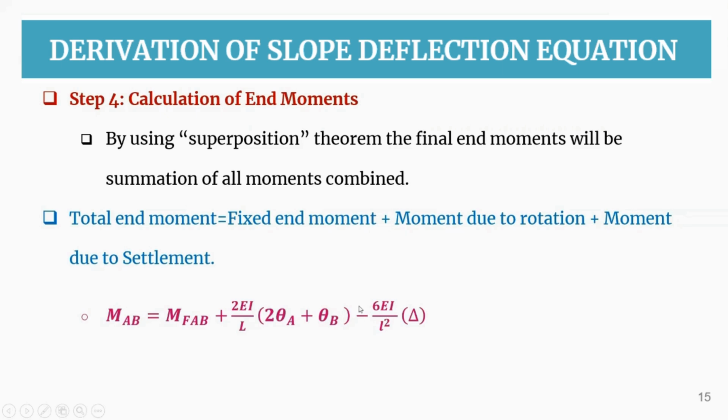So this negative is nothing but it is anti-clockwise in direction. These two are in the positive sense. In a similar way, you can make it for the BA span also. So that is MFBA, the fixed end moment.